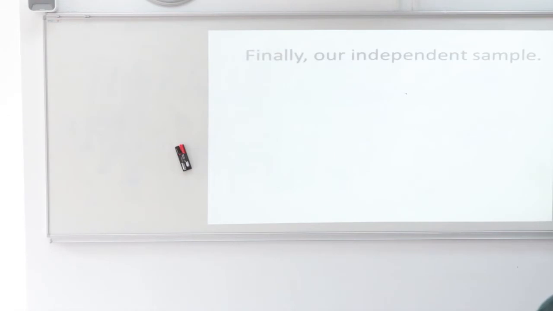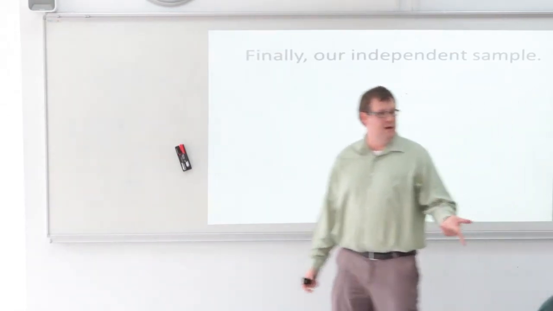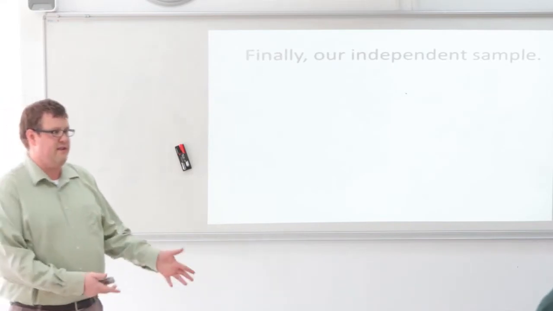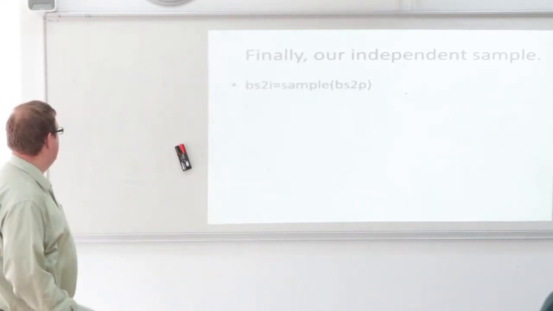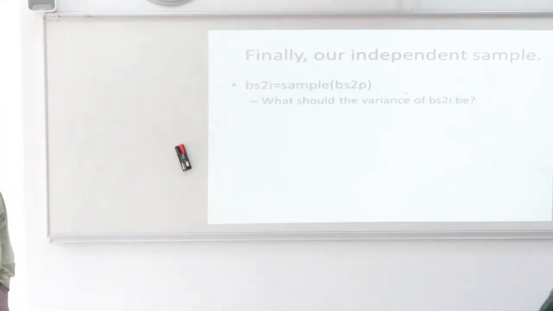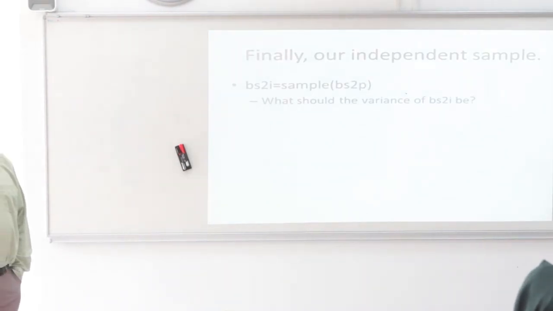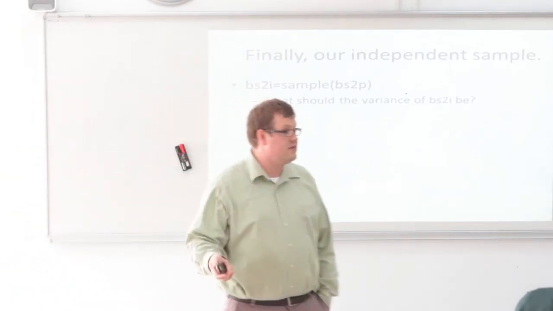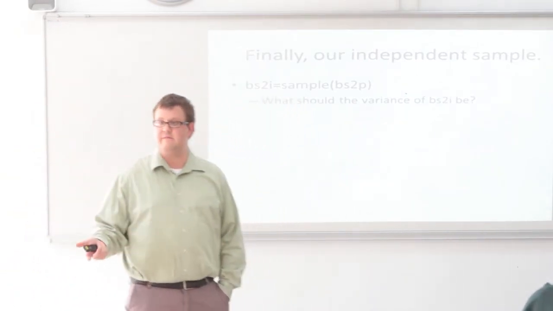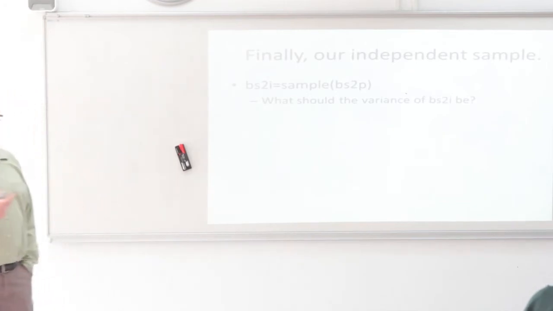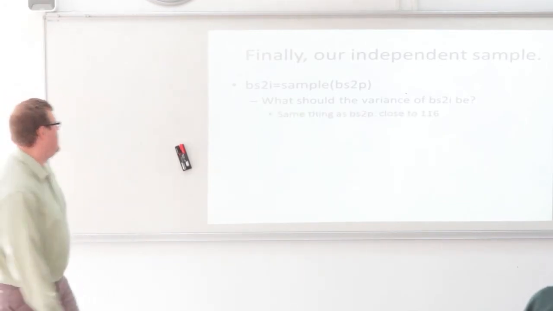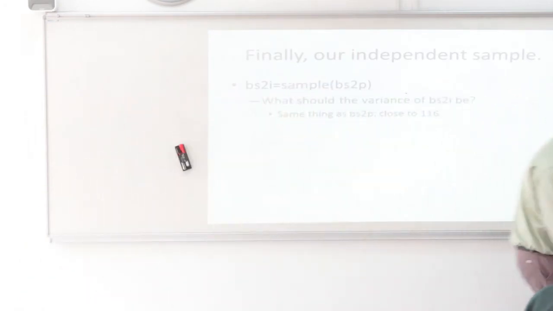Finally, our independent sample. Just like I did before, I'm just going to randomly order my paired sample. So what should the variance of this be? Same? What, 100, 116? Should be 116. It should be exactly the same variance as our paired data because we have exactly the same numbers, just in a different order. So that's exactly right. So it should be, again, close to 116.